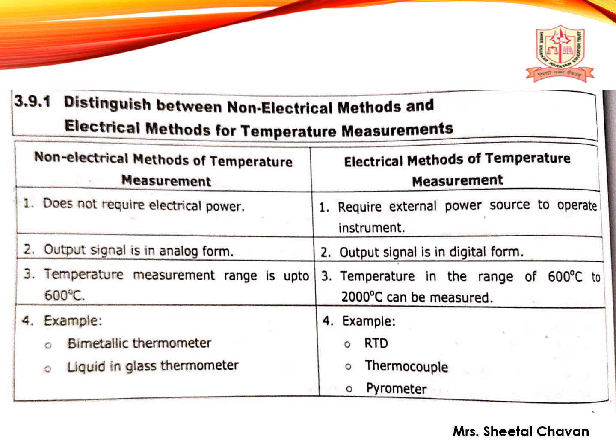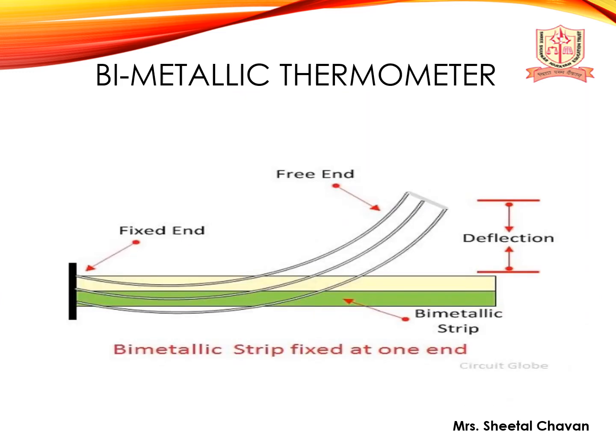Then the temperature measurement range is up to 600 degrees centigrade. And in electrical method, temperature in the range of 600 degrees centigrade to 2000 degrees centigrade can be measured. And in non-electrical method, the examples are bimetallic thermometer, liquid in glass thermometer. And in electrical method, the examples are RTD, thermocouple and pyrometer. So let's see the first instrument, bimetallic thermometer.